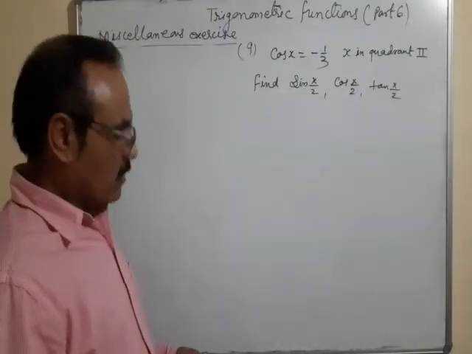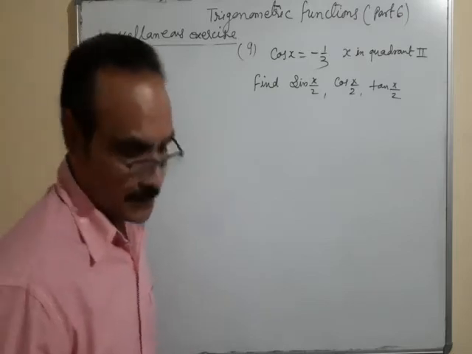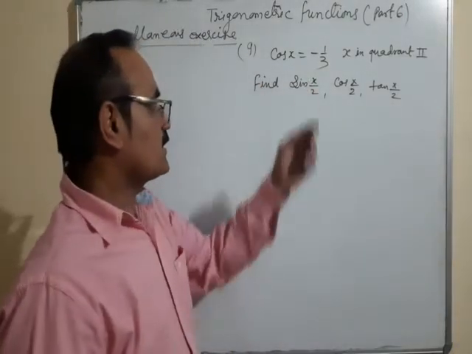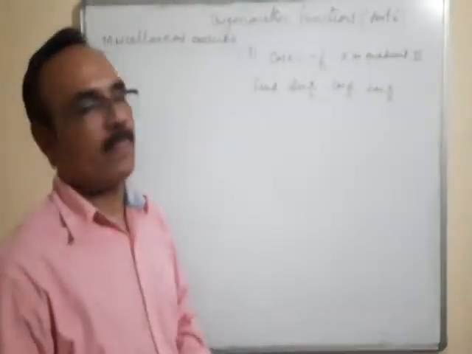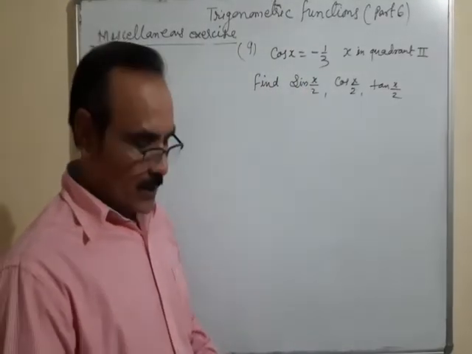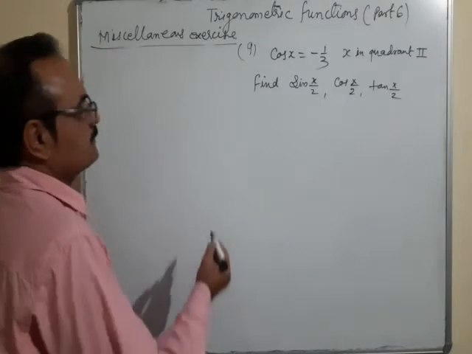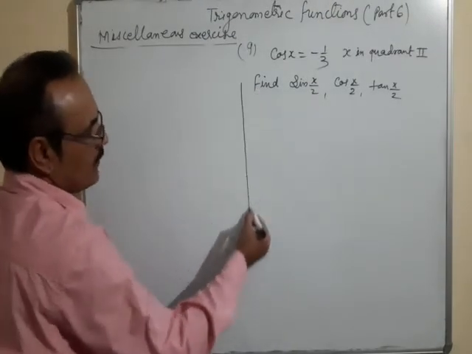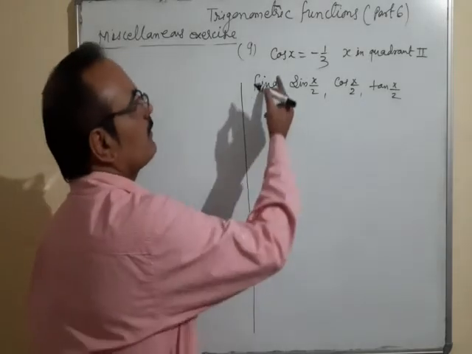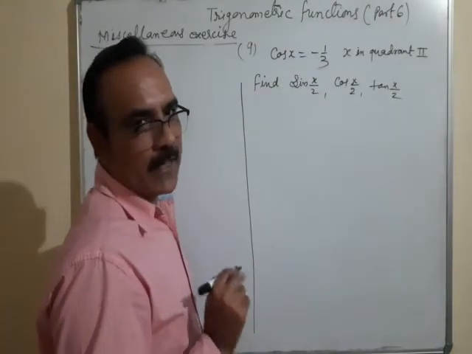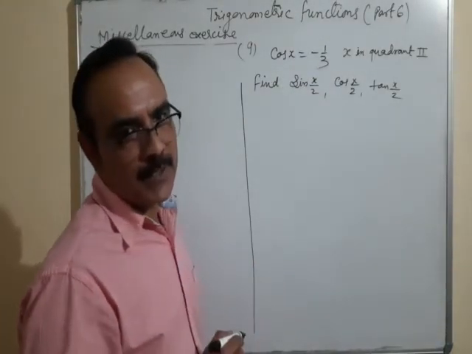Find sin x by 2, cos x by 2 and tan x by 2, given cos x is equal to minus 1 by 3, x in quadrant 2. What's the meaning of it? First of all, cos x is given and we are going to find the half angle x by 2.